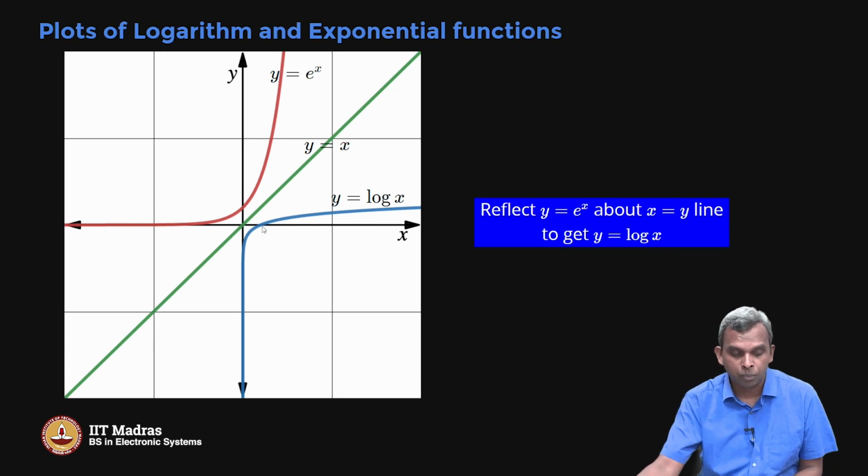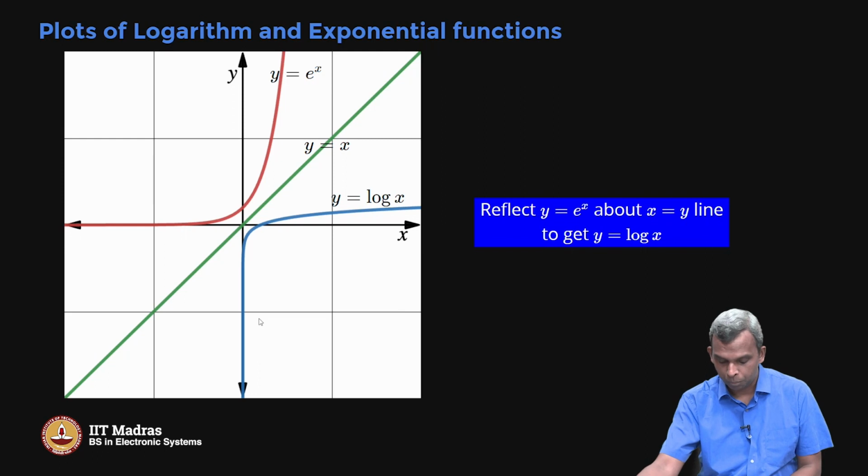Notice on the y equals log x curve, at 1 it goes to 0, and as x becomes greater than 1, it monotonically increases to infinity. As x tends to 0, log tends to minus infinity, and from minus infinity it rises monotonically all the way to plus infinity. This is how the curve looks. I hope you can appreciate this reflection. Think about these things for a little while; it's a very nice way to think of the log function. You can plot these in Desmos and try to understand it a little better.